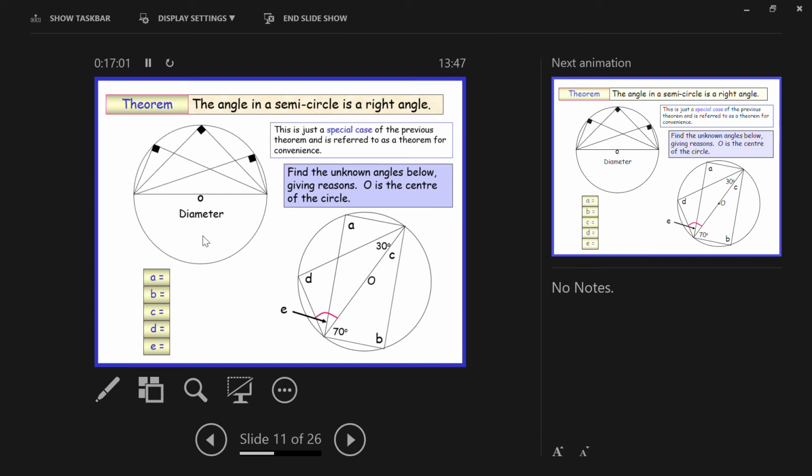So, A. If you look at A, what would that be? A is going to be 90, yes, because that triangle is in a semicircle. Right? Okay. B, same thing. If you now look at this bottom triangle, it also lies on the diameter, so it is again 90.